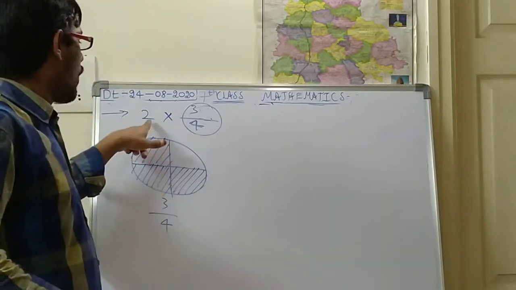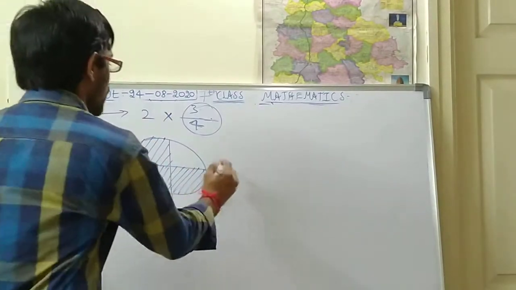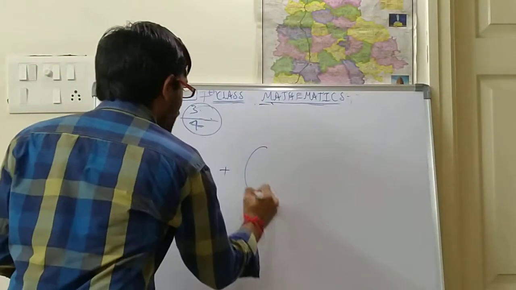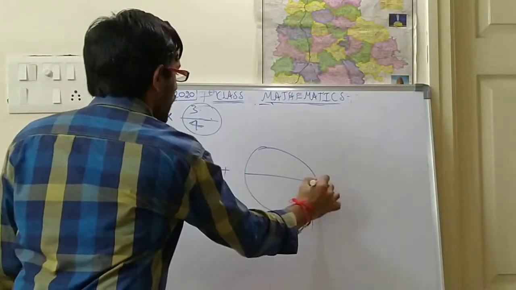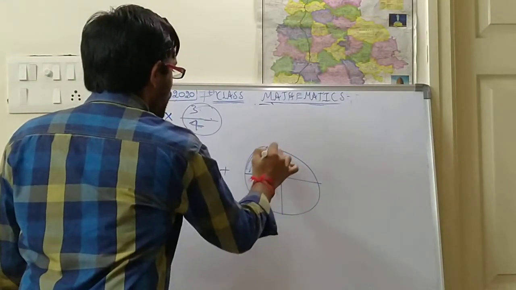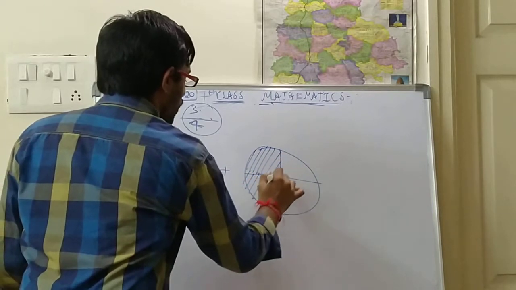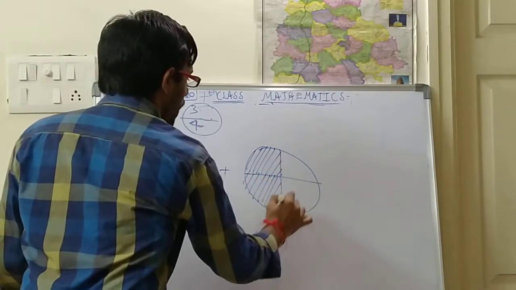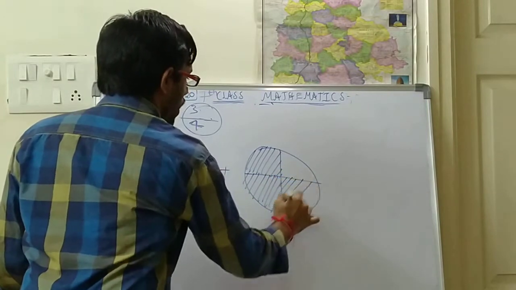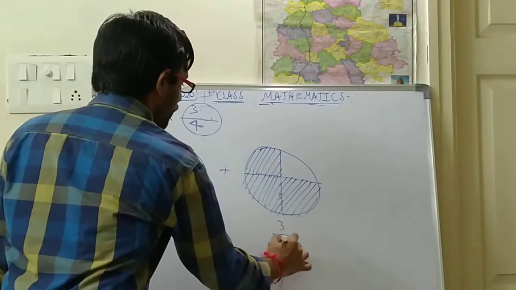So how many should you take? 2 into 3 by 4. That means plus, once again, one more circle you should take, with 4 parts. In the 4 parts, 3 parts should be shaded. Okay. So like this. This is 3 by 4.